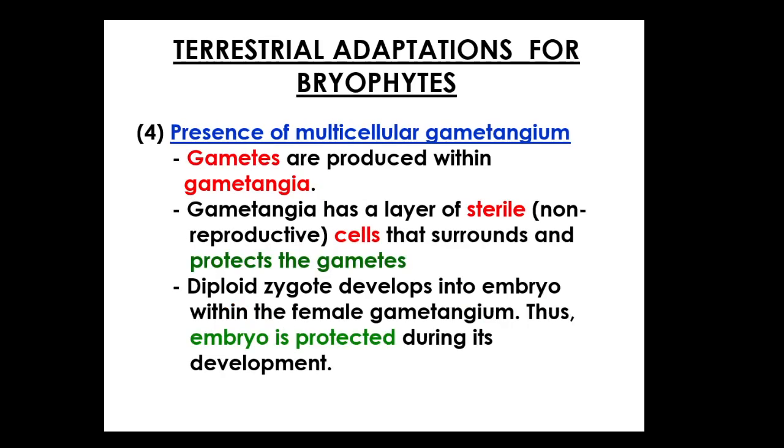The fourth terrestrial adaptation for bryophytes is the presence of multicellular gametangium. So gametes will be produced within gametangia. Gametangia has a layer of sterile or non-reproductive cells that surrounds and protects the gametes. Okay, this diploid zygote will develop into embryo within the female gametangium, thus the embryo is protected during its development. Okay, so multicellular gametangium surrounds the gametes and protects the embryo during development.